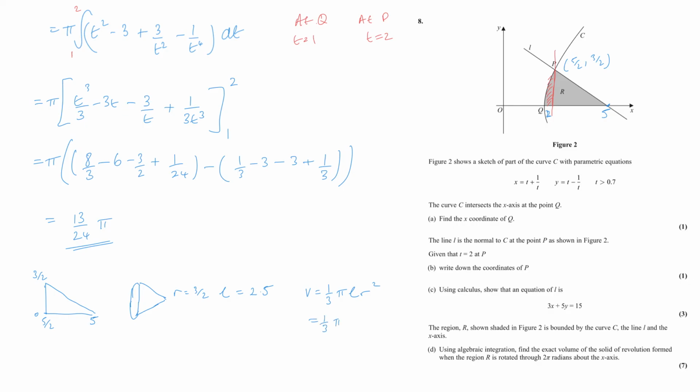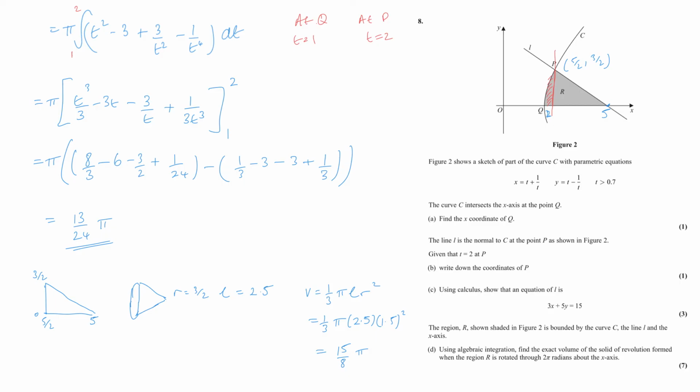And the volume here is 1/3 pi L R squared. So 1/3 pi times 2.5 times 3 over 2, or 1.5, isn't it? Squared. So that's 15 over 8 pi.